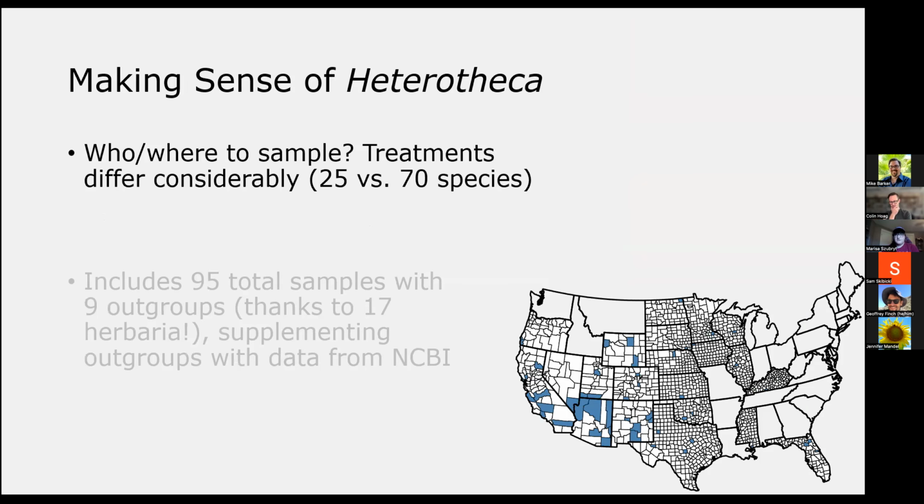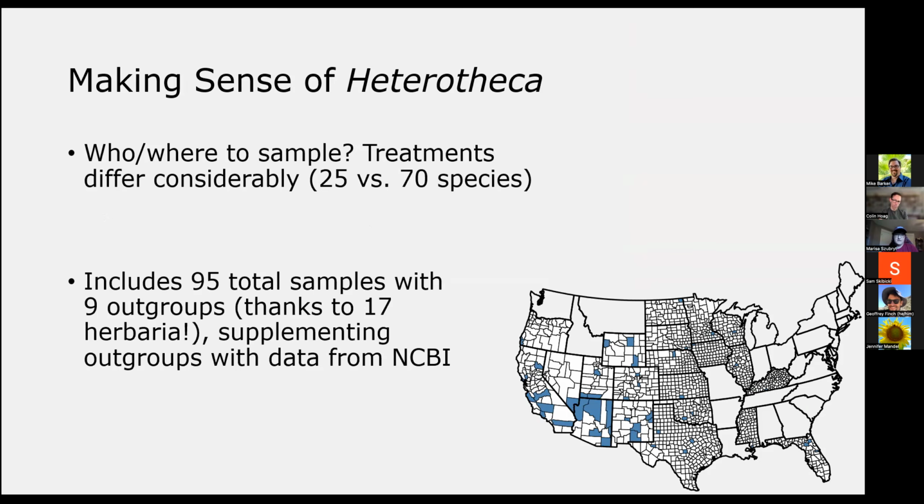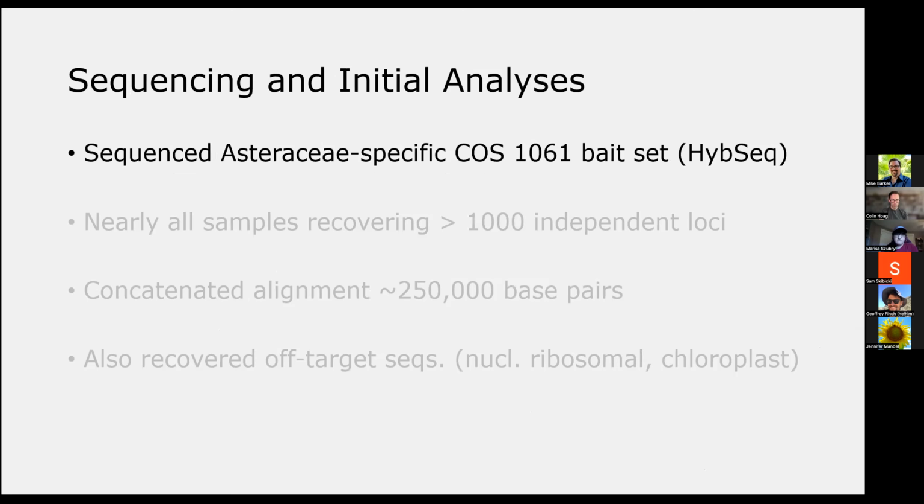The first challenge was trying to figure out where and what to sample, because the taxonomic treatments for the genus differ really drastically. One is 25 species with a whole ton of infraspecific taxa, and another has about 70 species with just a couple varieties in it. We took a fairly broad approach of including 95 total samples to cover just about every taxon in both treatments. Included in this 95 are 9 outgroup genera. And a special thanks to the 17 herbaria, which managed to get us tissues for help with this genus-wide phylogeny.